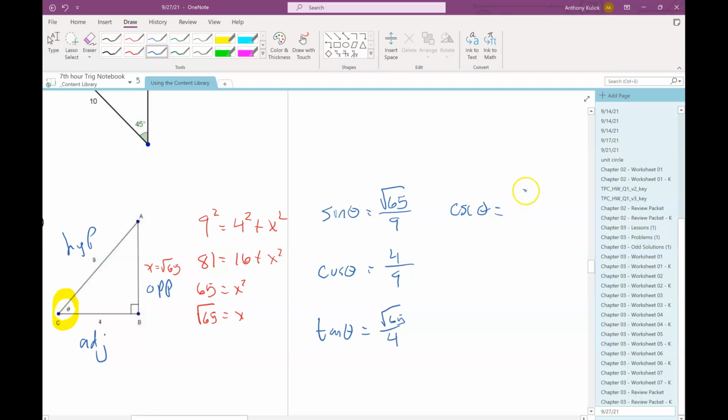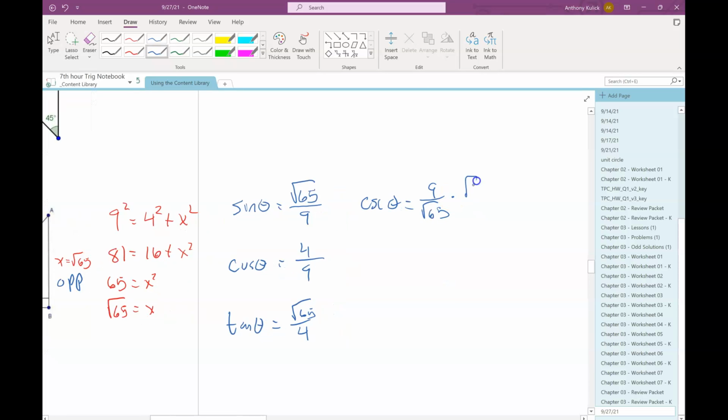Cosecant is the reciprocal of sine, or you could think about it as hypotenuse over opposite. But I have to rationalize my denominator there. And 9 and 65 don't share any factors in common, so I don't have to worry about reducing. Secant theta is the reciprocal of cosine, or hypotenuse over adjacent. And cotangent theta is the reciprocal of tangent. And then again, we'll rationalize the denominators.